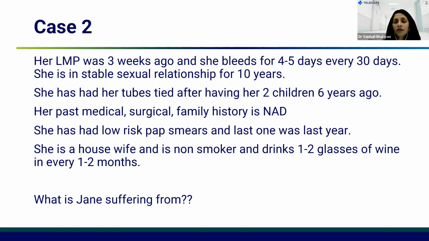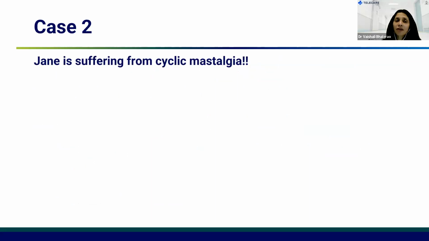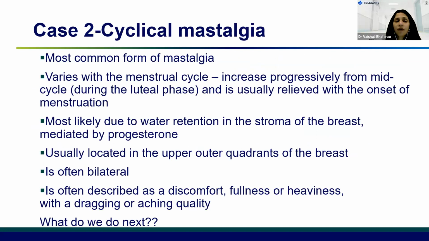So what is she suffering from? So she's suffering from cyclic mastalgia. So cyclic mastalgia is the most common form of mastalgia. It varies with the menstrual cycle, increases progressively from mid-cycle during the luteal phase, and usually relieved with the onset of menstruation. This can be one of the symptoms of premenstrual syndrome.